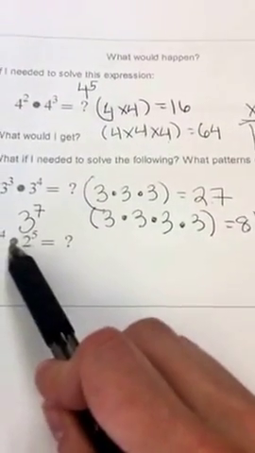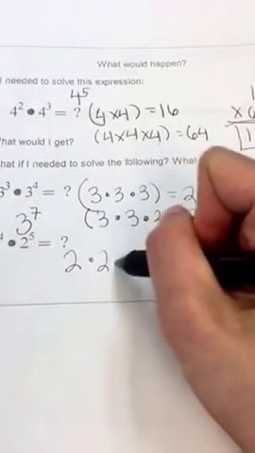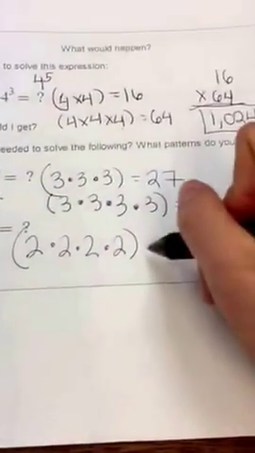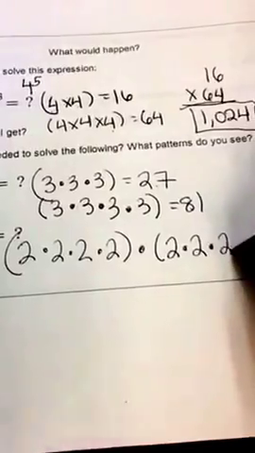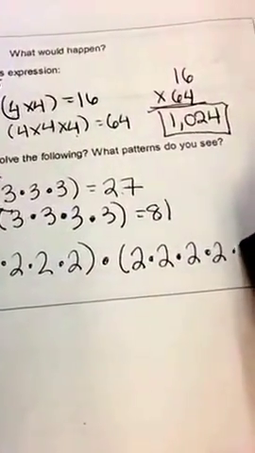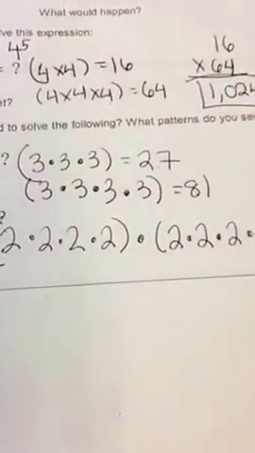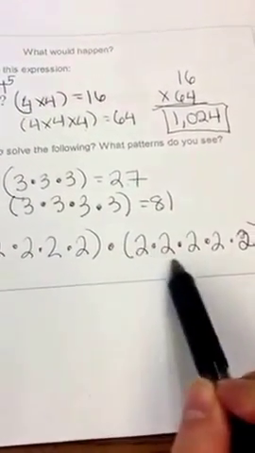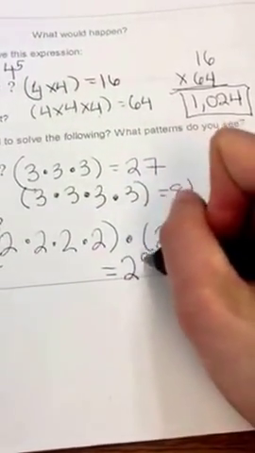Here I have 2 to the 4th times 2 to the 5th. Well, I can expand that out: 2 times 2 times 2 times 2 times 2 times 2 times 2 times 2 times 2. And how many 2s do I have? 1, 2, 3, 4, 5, 6, 7, 8, 9. So my answer here is 2 to the 9th power.